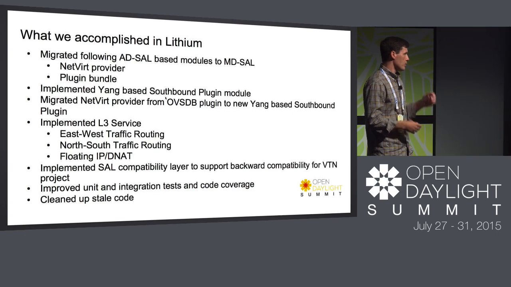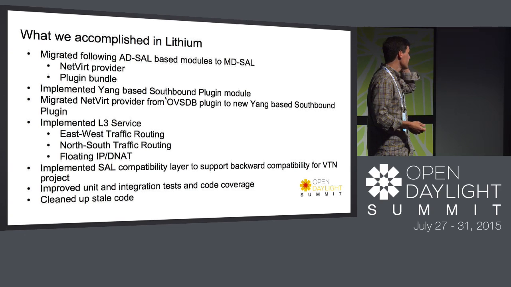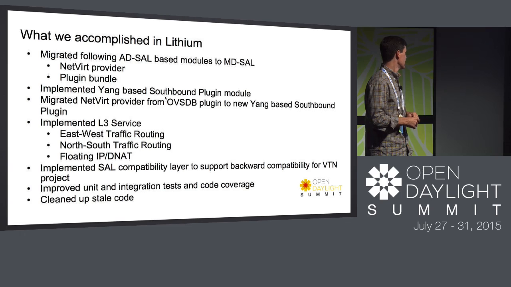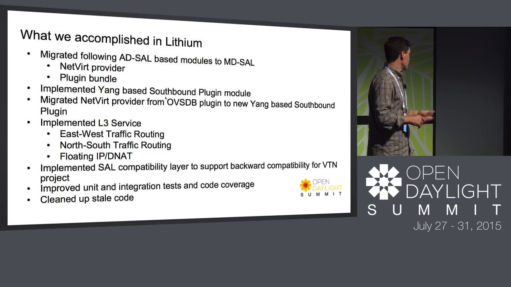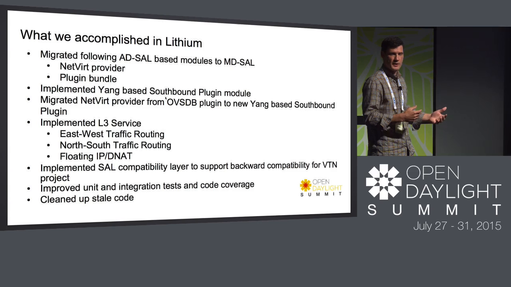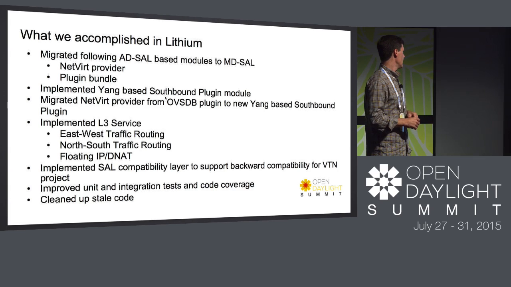L3 service, that was an important one. Flavio spent a lot of time with that. That's kind of a cool thing, and we'll demo that. That was a big service adding in. Floating IPs, DNAT. Last one, the SAL compatibility layer. That was VTN. VTN was a big consumer of the OVSDB project. They couldn't convert fully to MD-SAL for the Lithium release. So we had to provide a compatibility layer for them.